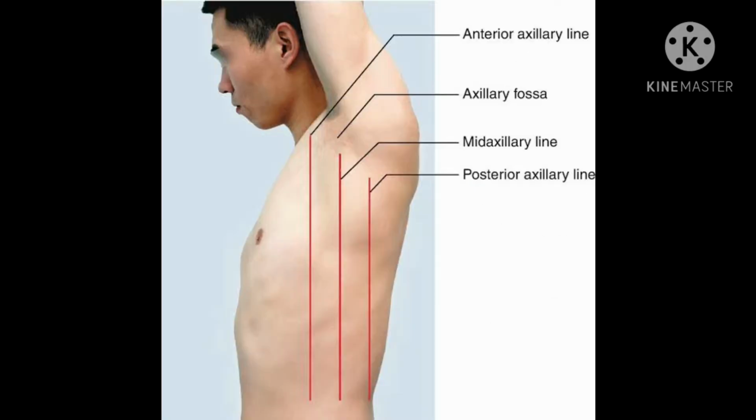Circumference of the chest. The lines depicted in the picture should be taken care of by the physician while performing the physical examination of the patient. The lines are as follows. First is the anterior axillary line, second is the mid-axillary line, third is the posterior axillary line.